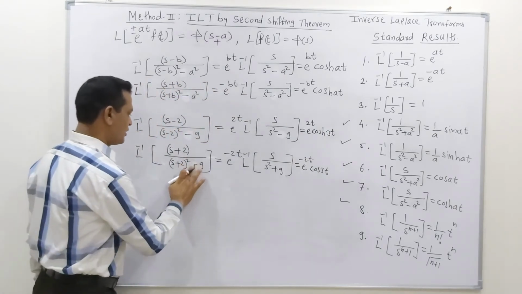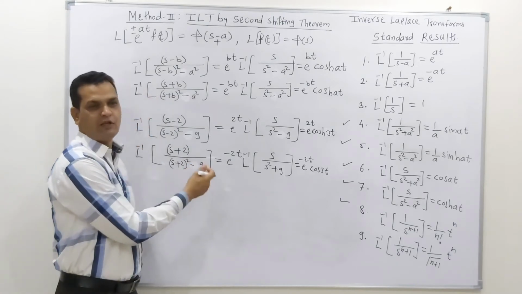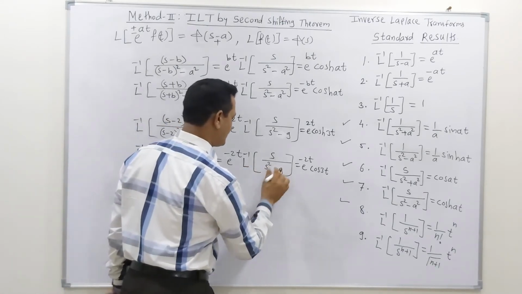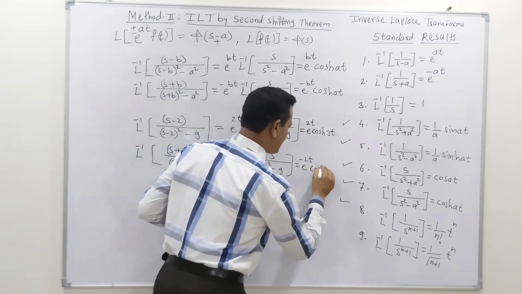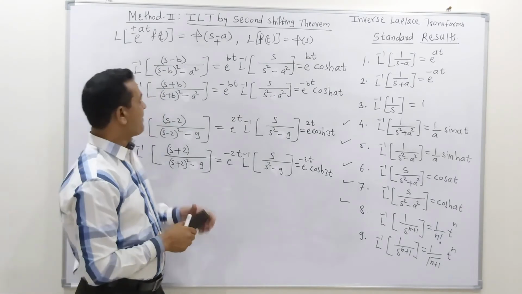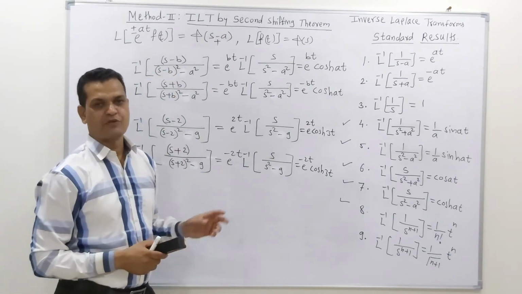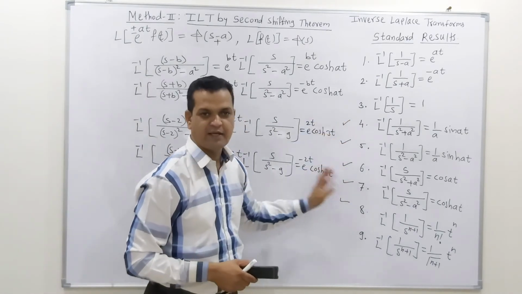Similarly, if we put a minus sign in between these two terms in the denominator, the same concept is there, and here we get this as cos h of 3t. So friends, in this way we apply the concept of inverse Laplace transformation by the second shifting theorem to results number 4, 5, 6 and 7.